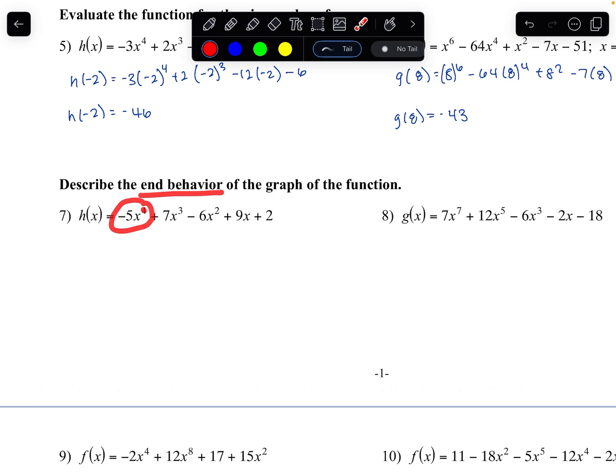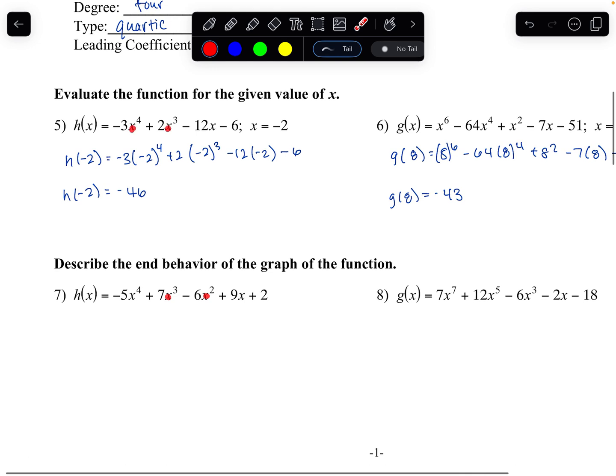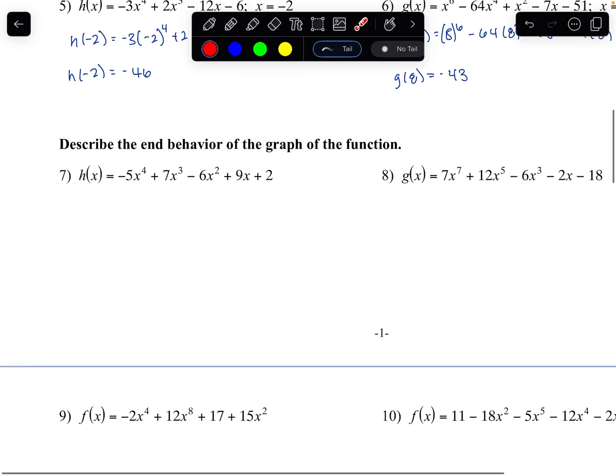the degree of this term is larger than the rest, meaning that whatever you plug in for x, like what we just did right here, eventually as x gets really, really large or really, really small, it all just depends on this term if the y values are going to be very, very big or very, very small. So this is a negative leading coefficient and the degree is 4.